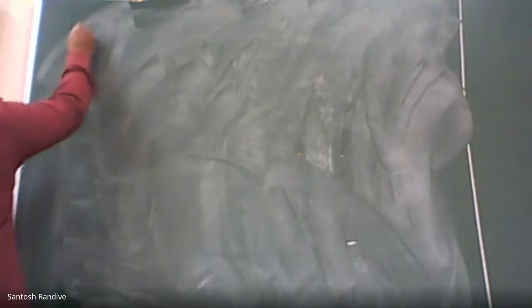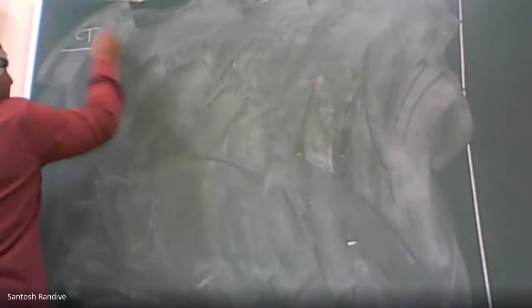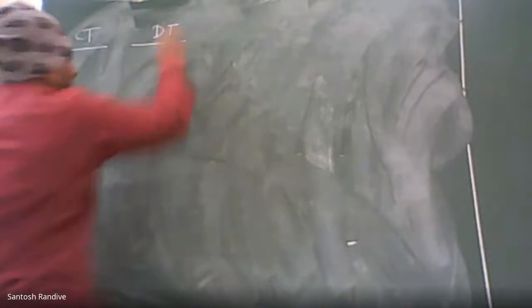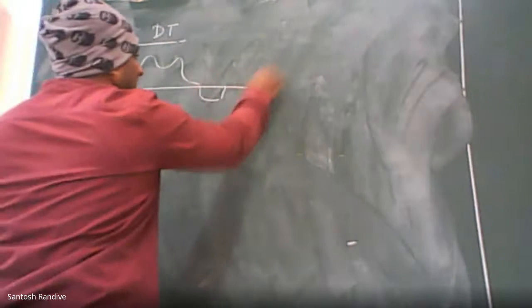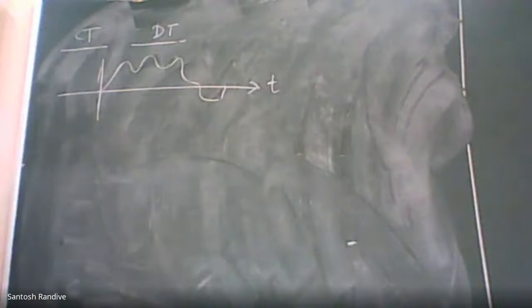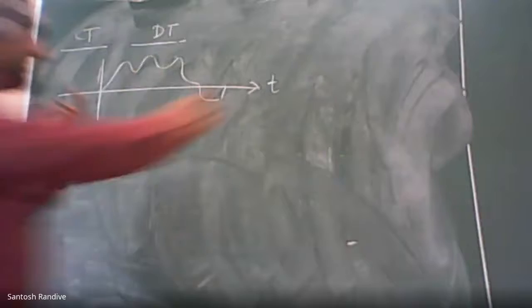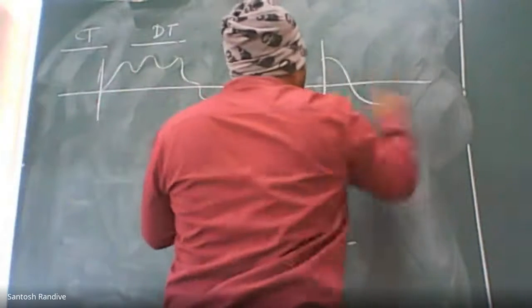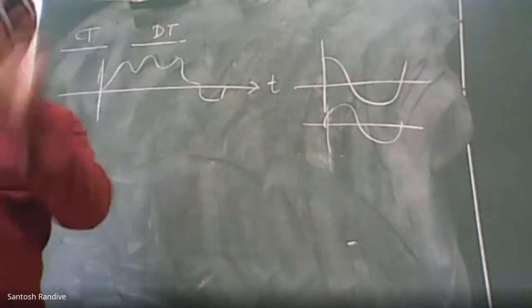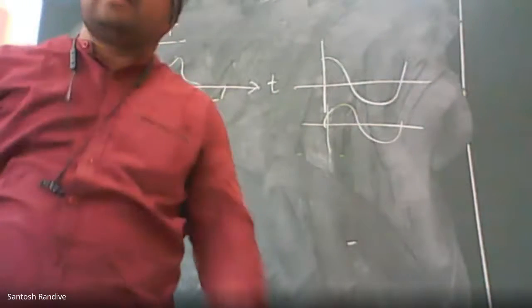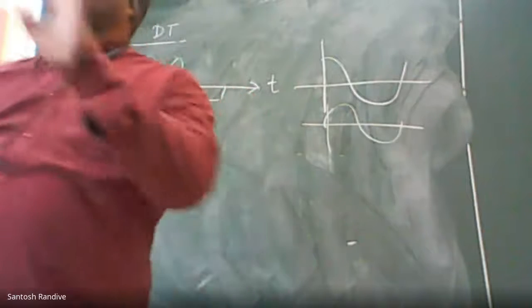Now, there are two types of signals, CT and DT. What is the meaning of CT signal? Any signal which is continuous with respect to time. We can say a sine signal, a cos signal. Any signal which is continuous with respect to time. It can be a periodic signal.